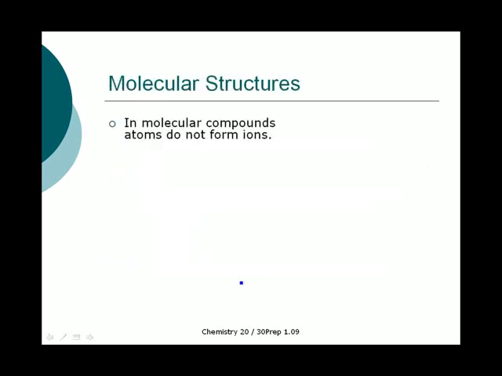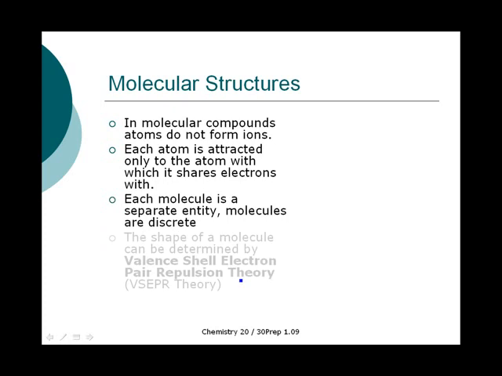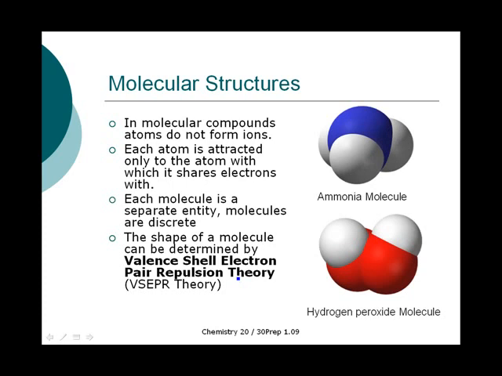So for molecular compounds, the atoms don't form ions. Each atom is attracted only to the atom with which it shares electrons, and each molecule is actually a discrete unit. So the shape of the molecule can be determined by something called valence shell electron pair repulsion theory.